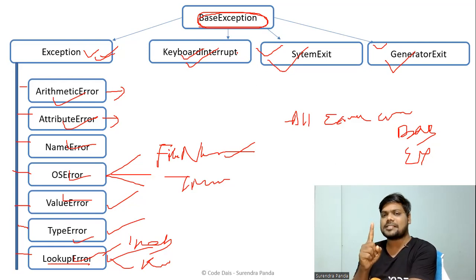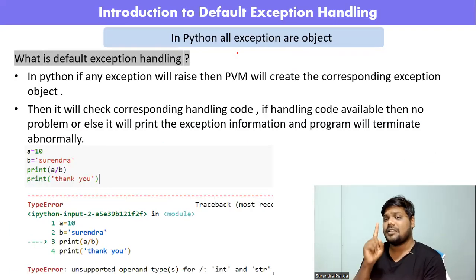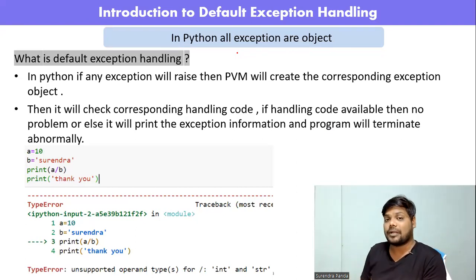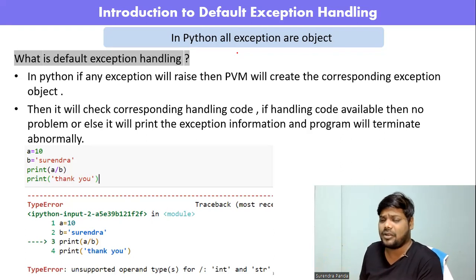Default exception handling means if an exception occurs in your program, the Python virtual machine creates a corresponding object for that exception. Then it checks for handling code. If handling code is there, no problem. If handling code is not there, it will stop the flow of execution abnormally. The program will terminate in the middle. That is exactly default exception handling.